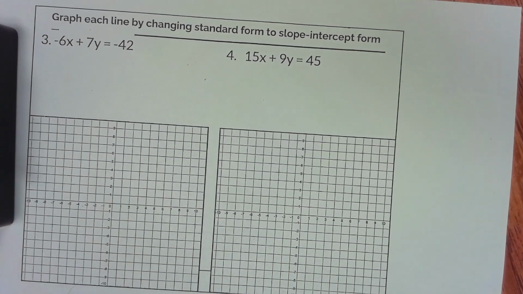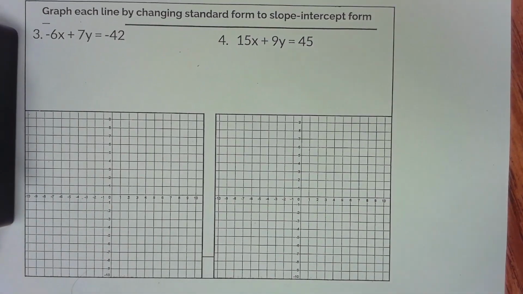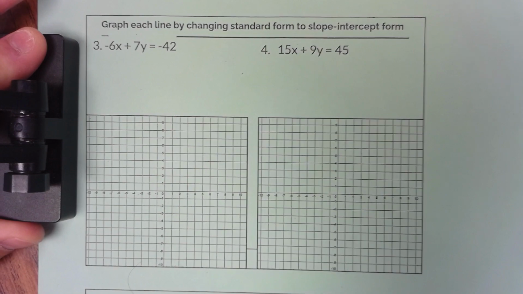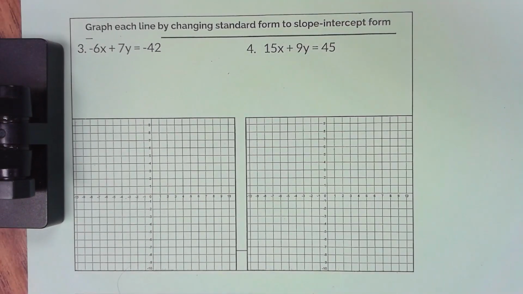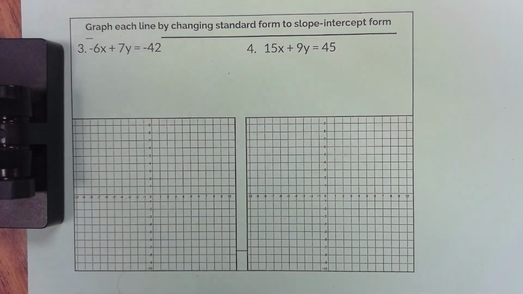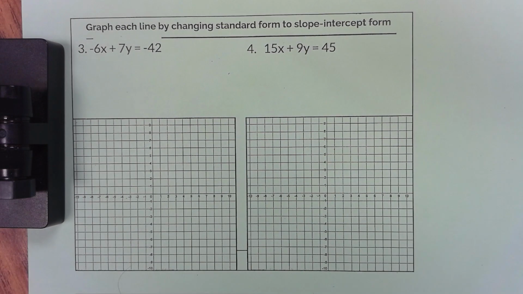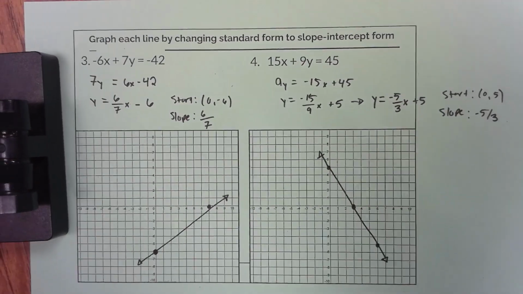All right, I'm going to have you all do two examples on your own, 3 and 4. So go ahead and hit pause. First, get y by itself. Then identify your start point and slope. And if possible, reduce any fractions if you're able to do so. After you unpause, we'll have all the work shown. All right, so here's all your work.